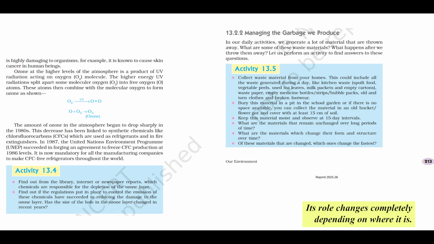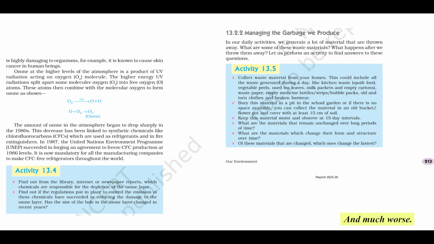Ah, yes. Its role changes completely depending on where it is. High up in the atmosphere, in a layer called the stratosphere, roughly 15 to 50 kilometers up, ozone plays a vital protective role. It forms the ozone layer, which acts like a natural sunscreen for the Earth. It shields us from most of the harmful ultraviolet UV radiation coming from the sun. UV radiation. That's the stuff that causes sunburn, right?